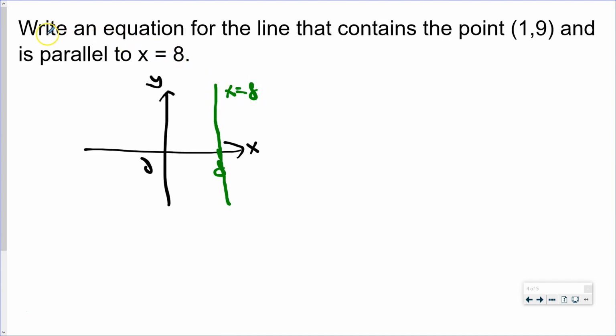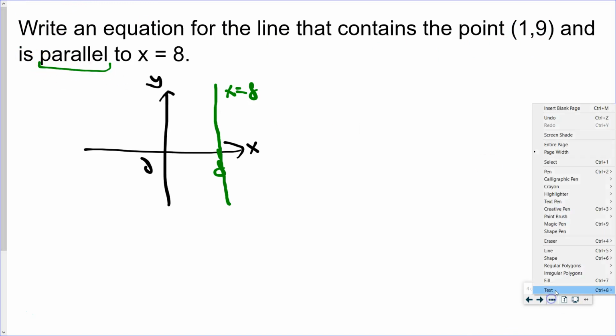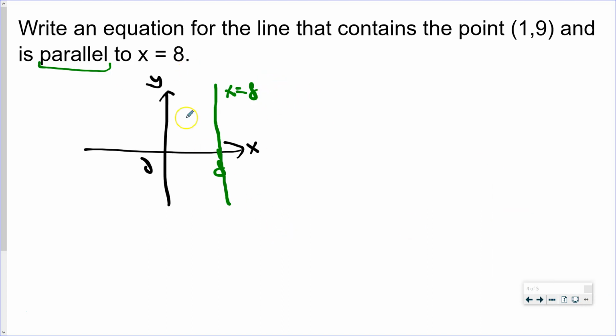Then they said, find an equation for the line that contains this point (1, 9) and is parallel. That's the key word over there. It has to be parallel, right? So I want a line that's parallel to this x equals 8, either on this way or that way, and it contains the point (1, 9). Let's call this 9. It has to contain this point.